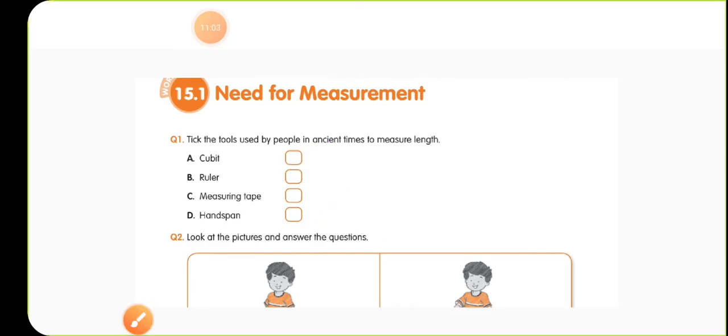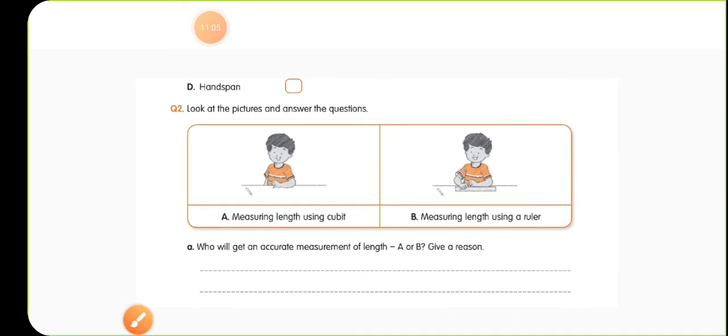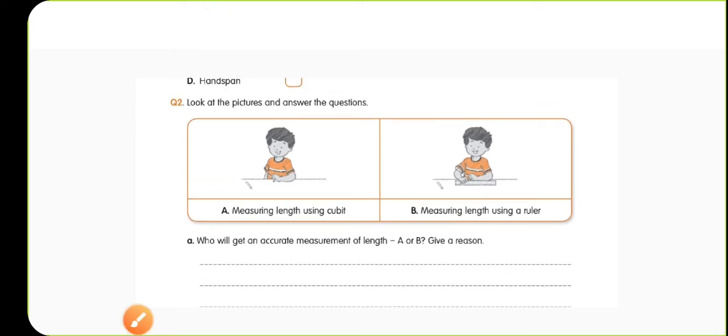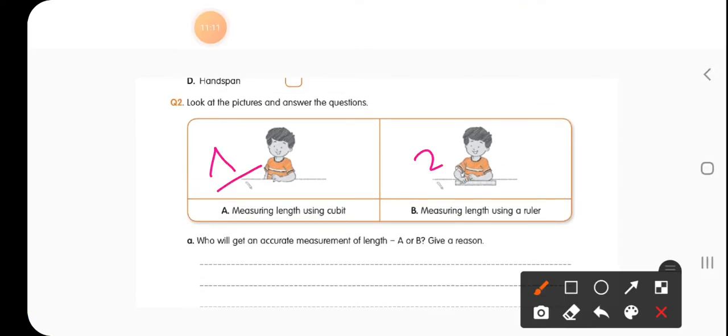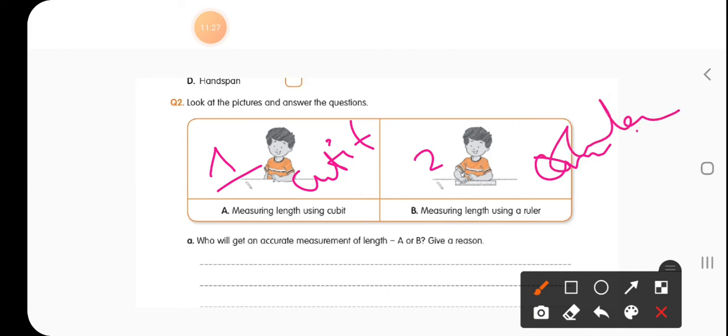Now the second question is, look at the picture and answer the questions. In the first picture you can see that he is measuring the length by using a cubit, and in the second picture he is measuring the length with the help of a ruler. So out of these two pictures, who will get an accurate measurement of length, A or B? B is going to get the accurate measurement because he is using a ruler, where the ruler is divided into equal units, that is your centimeters or inches.